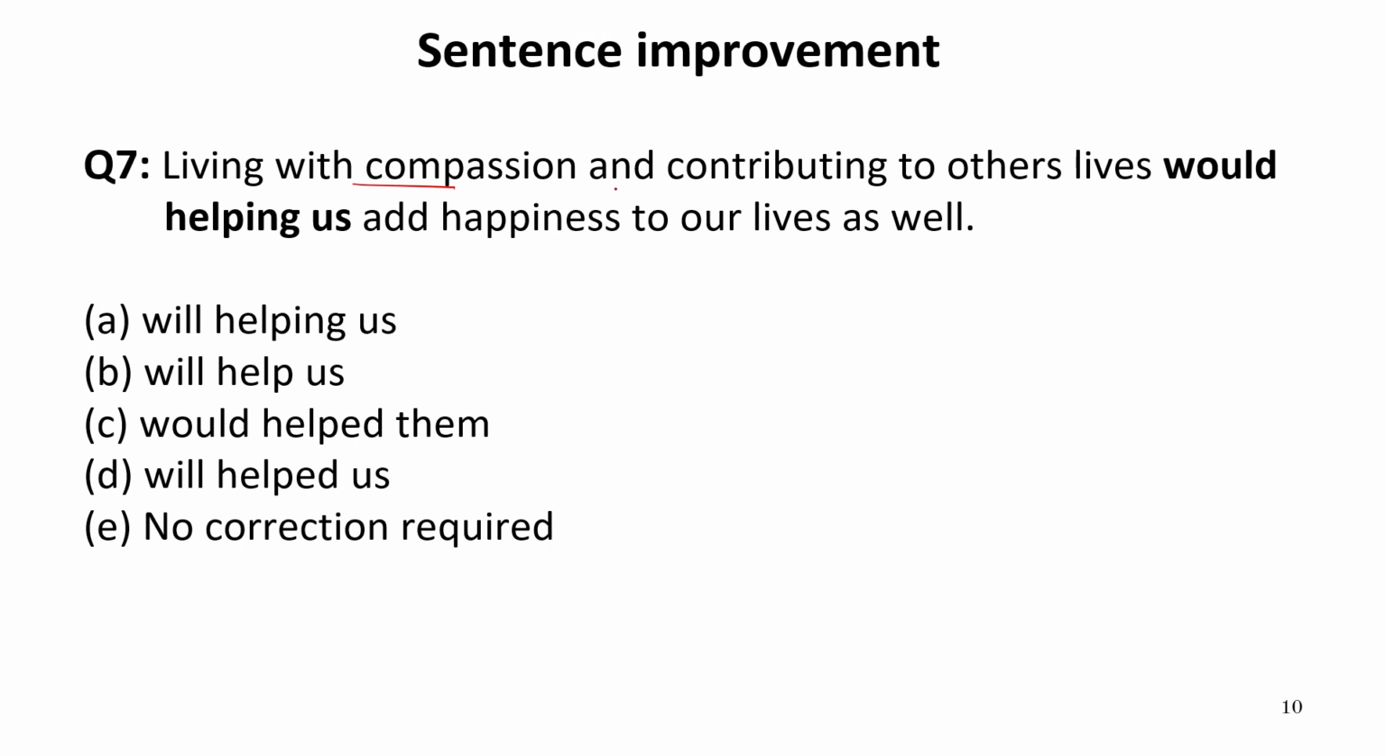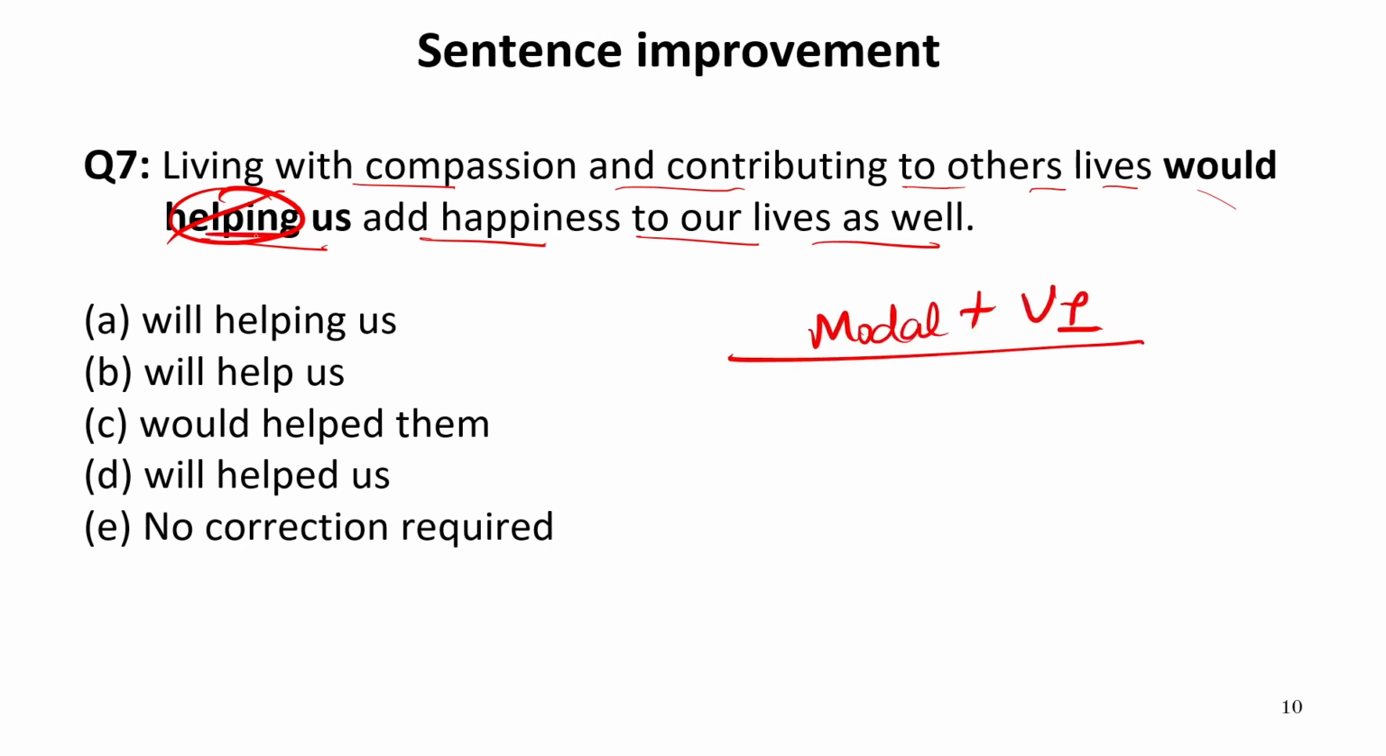Living with compassion and contributing to others' lives would helping us add happiness to our lives as well. Now, this is confirmed that the given sentence is incorrect because after a modal, we can only have first form of the verb. But here it is written verb with ing, which is totally incorrect. Now, let us see the options. In the first option, it is given will and helping. Now, will is again a modal, which is always followed by first form of verb. So, this helping is incorrect over here. So, this option is incorrect.